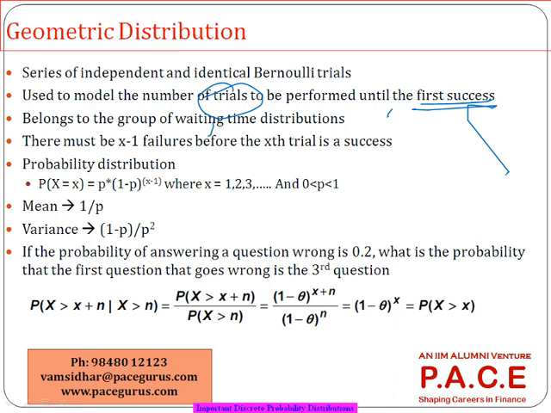Let's say passing a CT3 exam has a probability of 30%. What is the number of attempts I have to make before I pass the exam? What is the chance I can pass it in the first attempt? What is the chance that I can pass it in the second, third, fourth, fifth, sixth, any number of attempts? So, the number of trials to be performed before you get the first success means we are talking about a waiting time. This is typically one category of distributions called the waiting time distributions. We'll see a lot of other distributions which focus on waiting time examples.